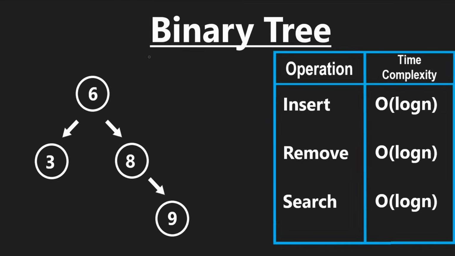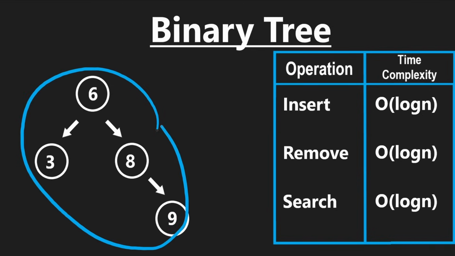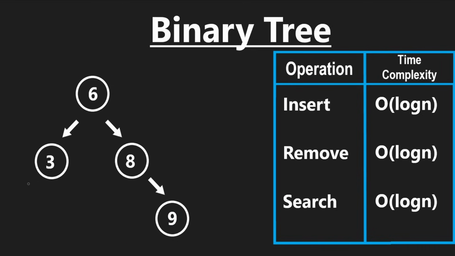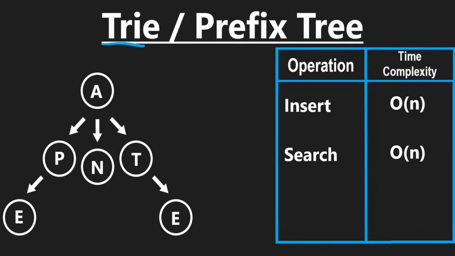The benefit of using a binary tree over a hash map is that the values are ordered. What that means is you can do a depth first search over the tree and then get the ordered list of elements. Now, tries or prefix trees are another kind of tree.